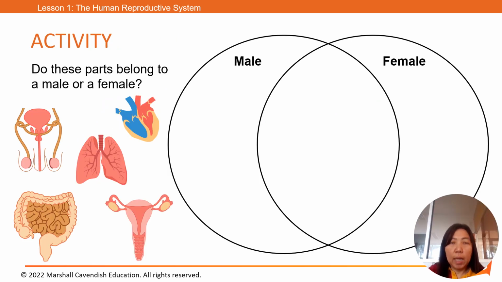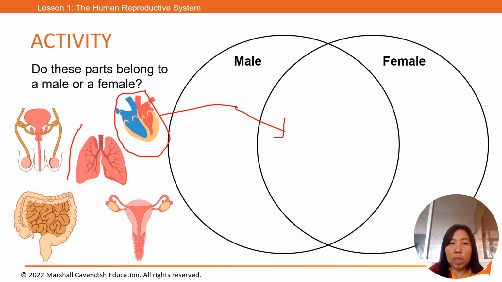From this activity, let's try to map the pictures on the left side to the correct Venn diagram. Okay, let's see the first, what is this? This is the heart, good. So remember, the heart is used to pump blood. Do you think that it is owned by the male or female or by both? That's good. It is owned by both.